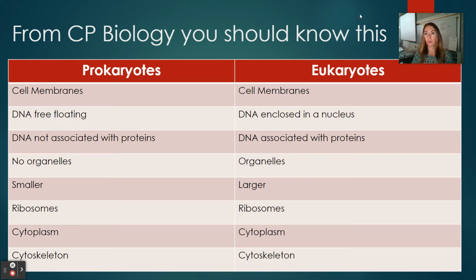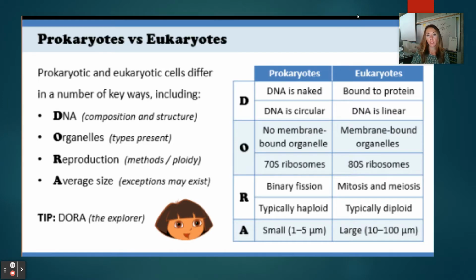I found this on another slide, if you ever had to list the differences or compare and contrast prokaryotic cells, here's kind of a cool mnemonic device. I know this is kind of blurry. I copied and pasted it. But if you remember Dora, the explorer of cells, you can remember the DORA. We'll be talking about these a little bit in a second, but if you were asked to outline the differences, you could first talk about the DNA, right? So DNA in prokaryotes is naked, meaning it's not bound to anything, and in eukaryotes, it's bound to proteins. DNA in prokaryotes is circular versus linear.